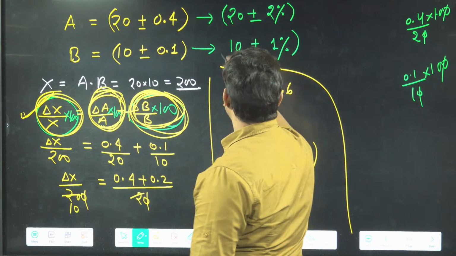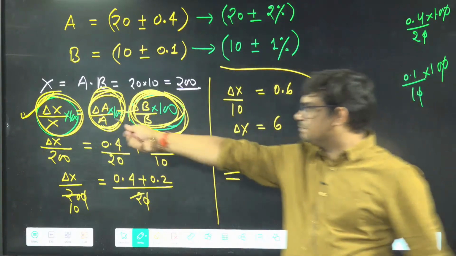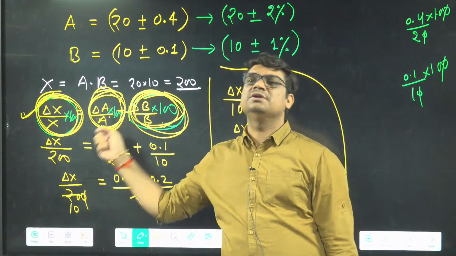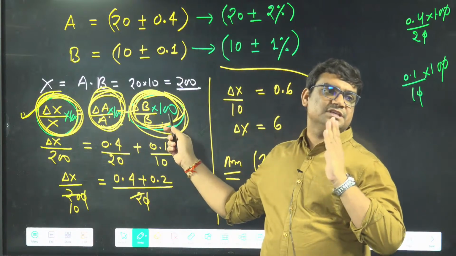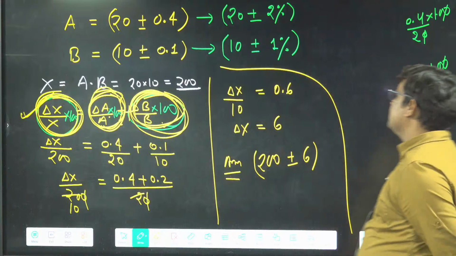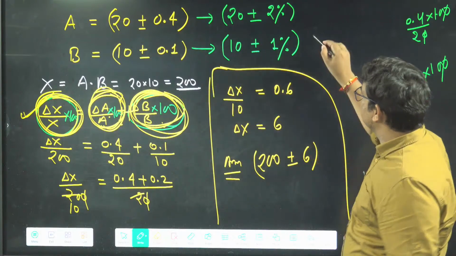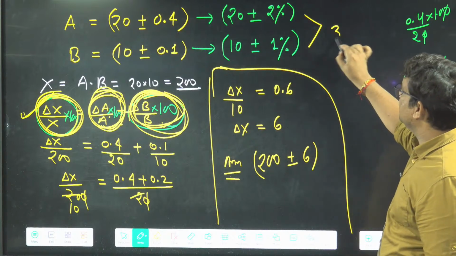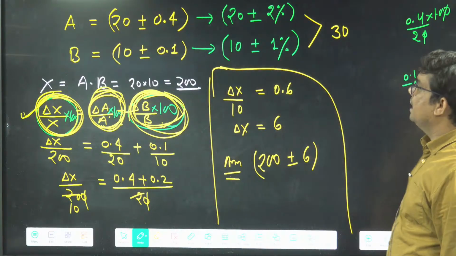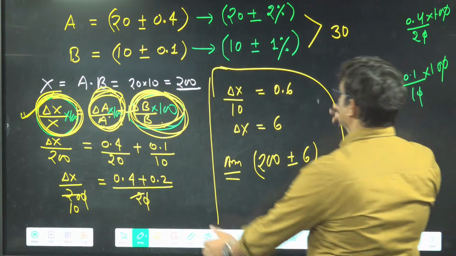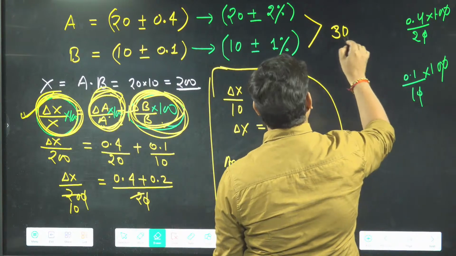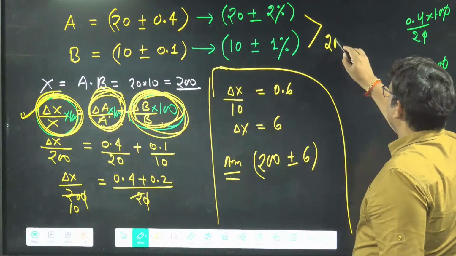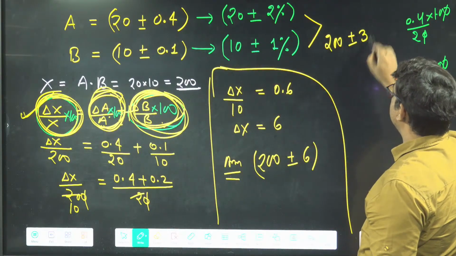Now, because you know that here percentage error we can add directly. Percentage error in quantity X equals percentage error in A plus percentage error in B. So now we can directly solve this from these two data. From these two data we can write the answer. 10 and 20 multiplication is going to be how much? 200. So we can say 200 plus minus 3%.